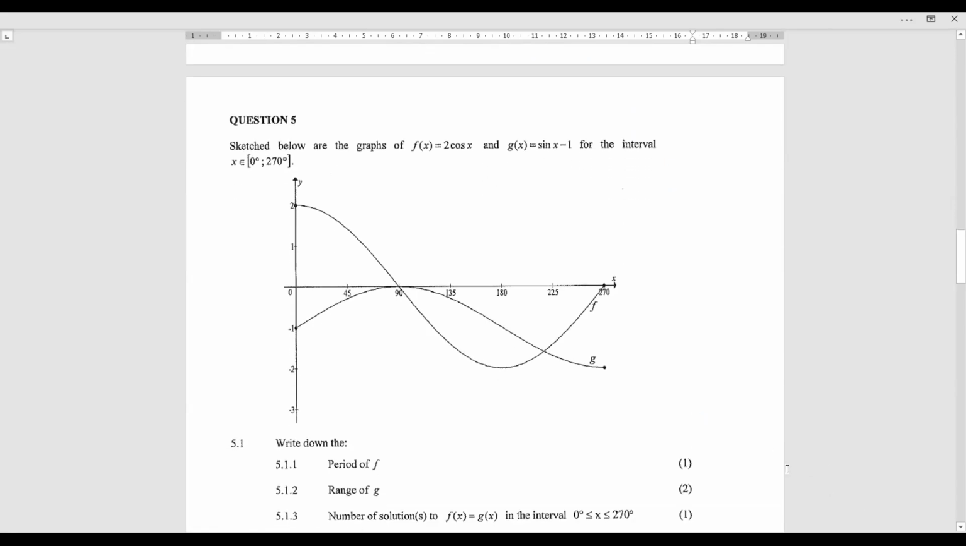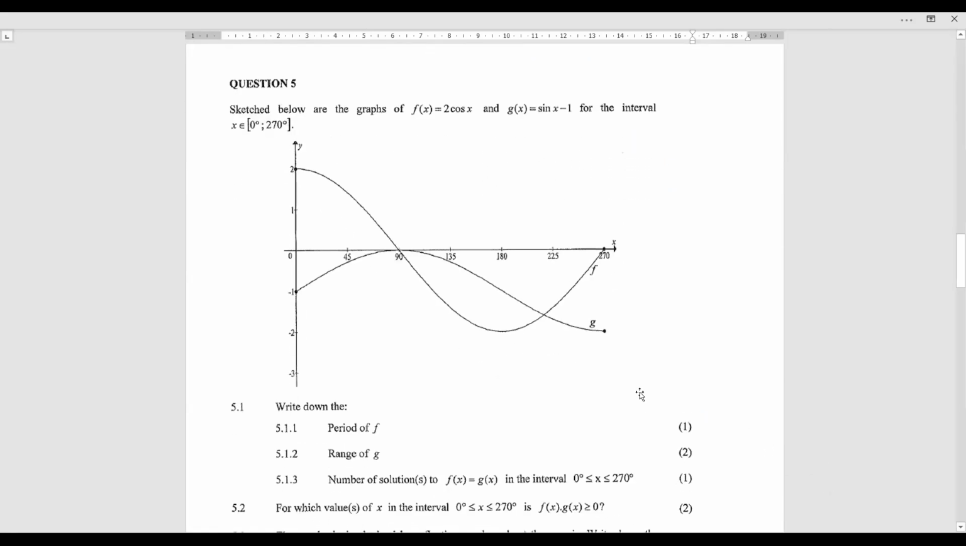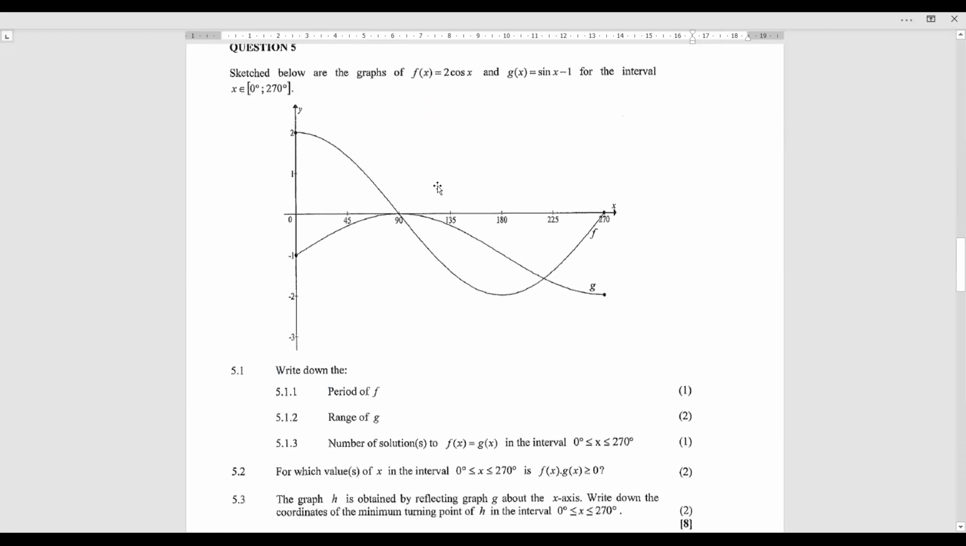I want to quickly end with this question. Let's forget about what we drew now, but let's assume they gave us the graphs. It says sketch below are the graphs of f of x equals 2 cos x, and g of x equals sine x minus 1. Now remember, it's different from the other one. The other one is minus sine x plus 1. The first question is, what is the period of f? Now f is a cos graph. Period of the cos graph is 360.